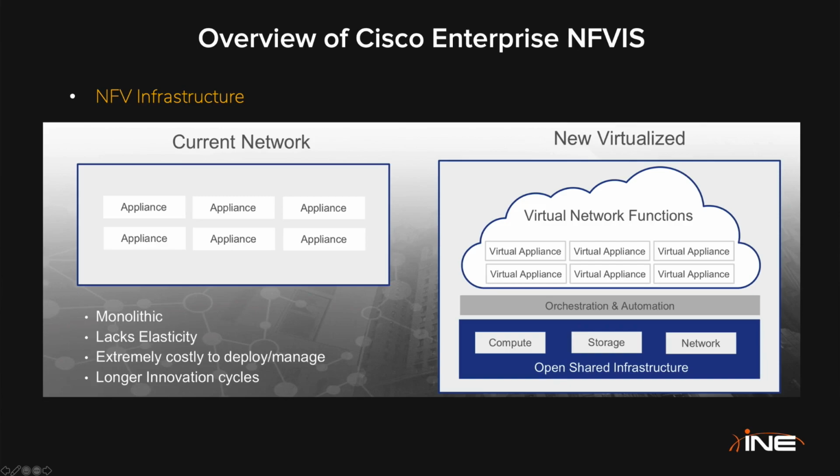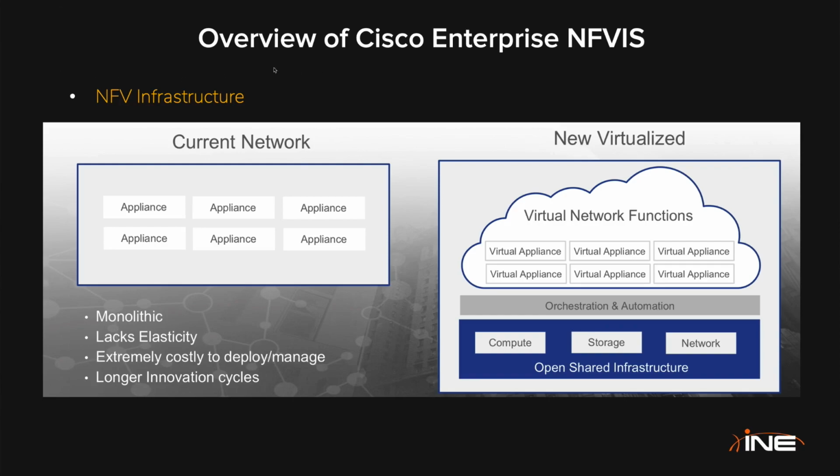Now you may think, why do I need to deploy an NFVI? Why do I need to do this? Now think about the current network. Let's say you had only physical appliances. What's the problem with physical appliances? It's vendor specific. Different vendors may not interact with each other. And the problem is it lacks elasticity. It's extremely costly to deploy or manage, and has longer innovation cycles. That's the biggest problem in today's environment.